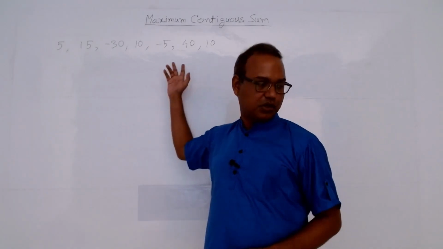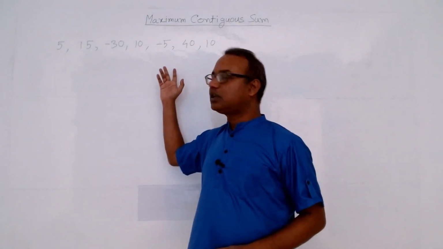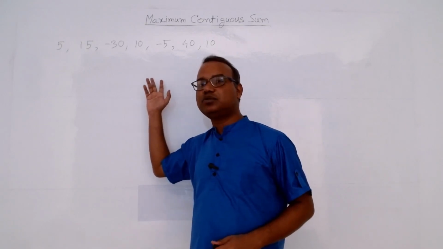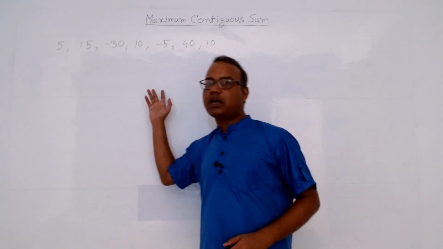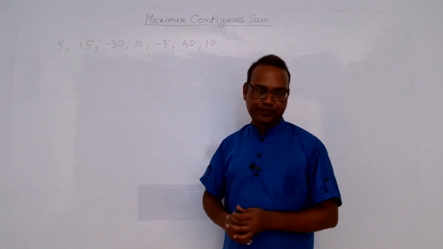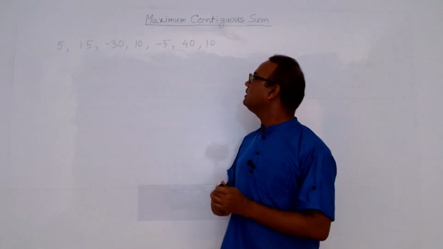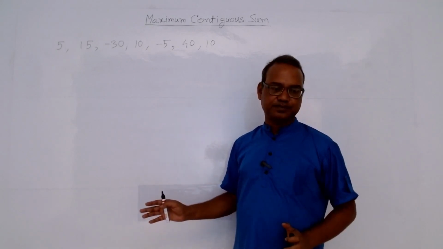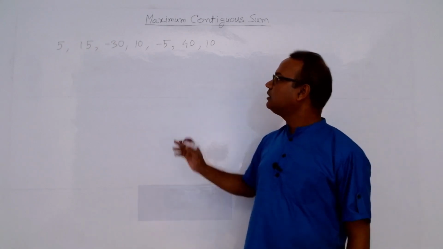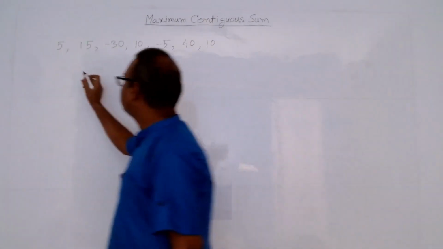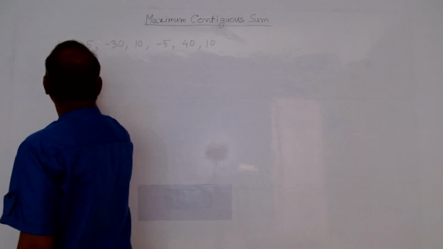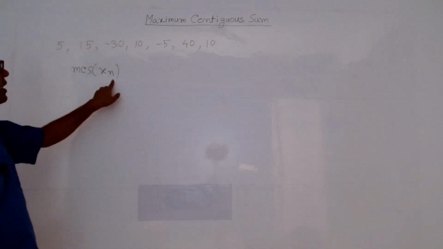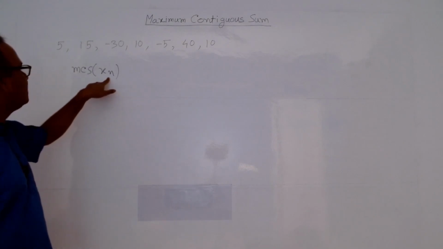We can go for a dynamic programming solution. How can we solve it using dynamic programming? We have to write a good recursion and represent this problem in terms of subproblems. How can we do that? Let's put a name to this problem. Let's say MCS xn is the name of this problem. What does this xn represent?